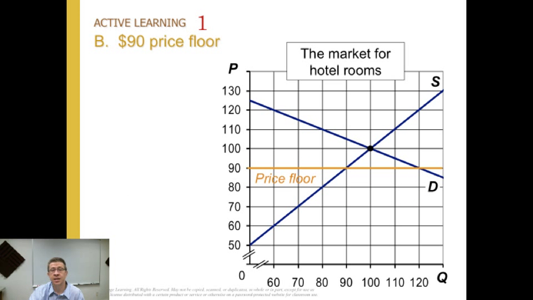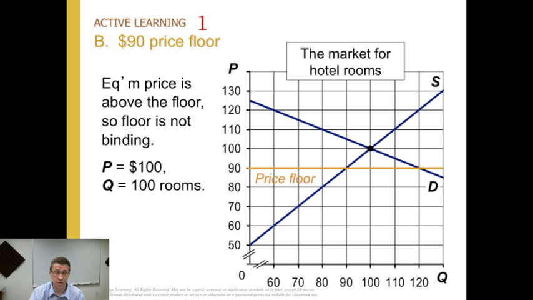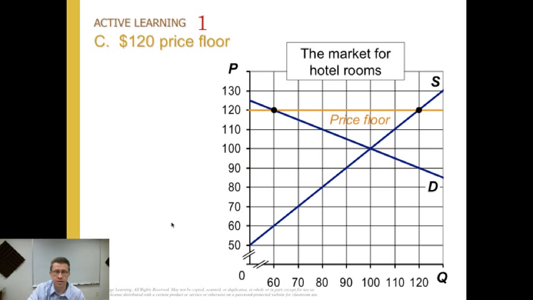Second case, what about a $90 price floor? Right? The initial price is 100. Government comes in and says, minimum price you can charge is $90. Can't charge less than that. Okay, what does that mean? Well, it means it's irrelevant, right? This isn't binding. Price is going to stay exactly the same as before. Price of 100, quantity of 100.